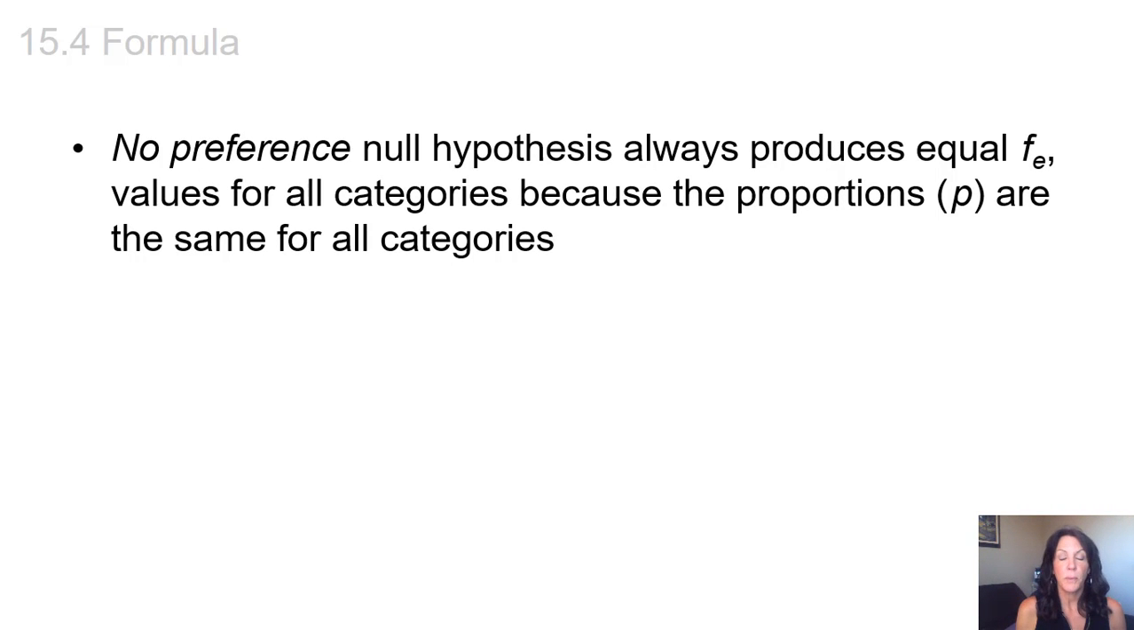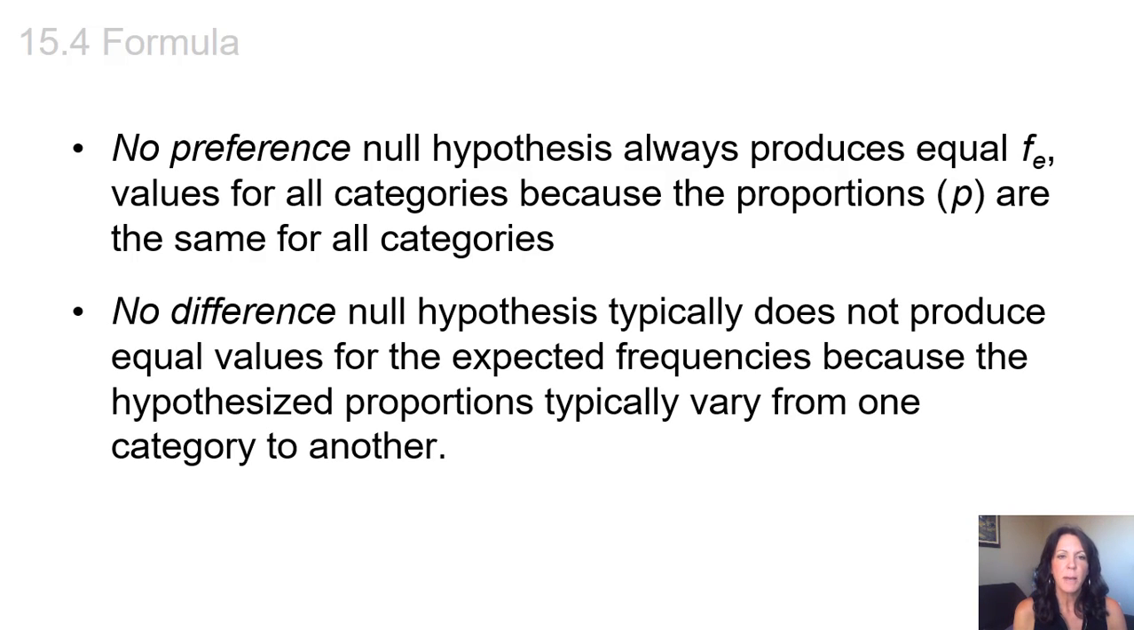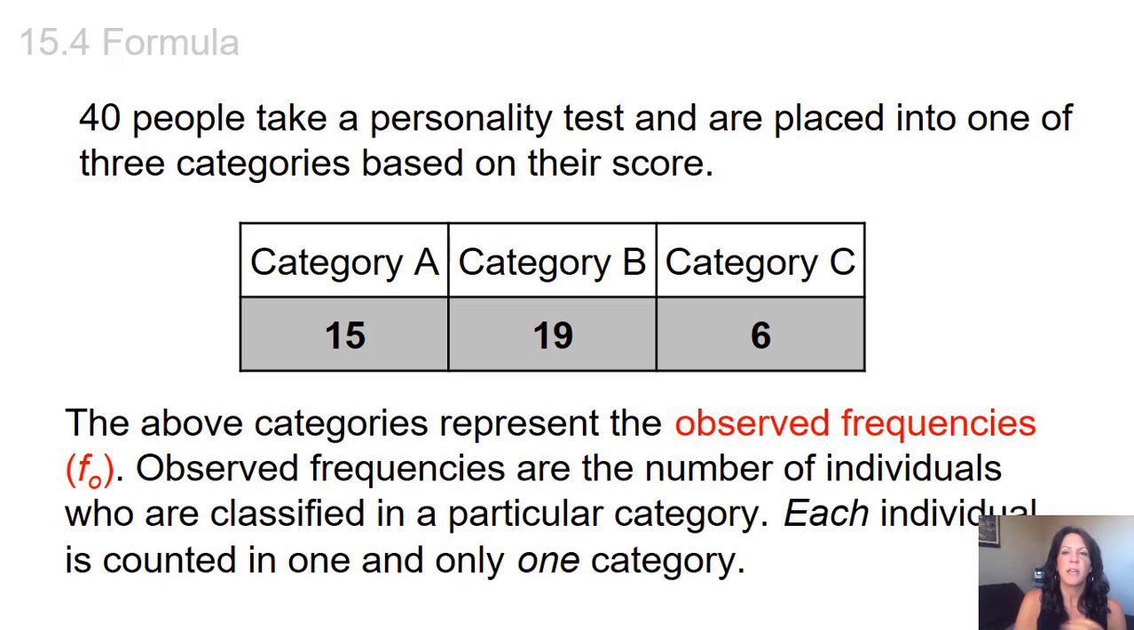So as a reminder, what we just did was a null preference test. And a null preference null hypothesis always produces an equal expected frequency because basically we're taking the total number and just dividing it among the categories. So it's always going to be the same when we're just looking at preferences. But sometimes we're looking for a no difference null hypothesis. And in this case, the expected frequencies for the different categories might be different. And so let's take a look at an example of this.